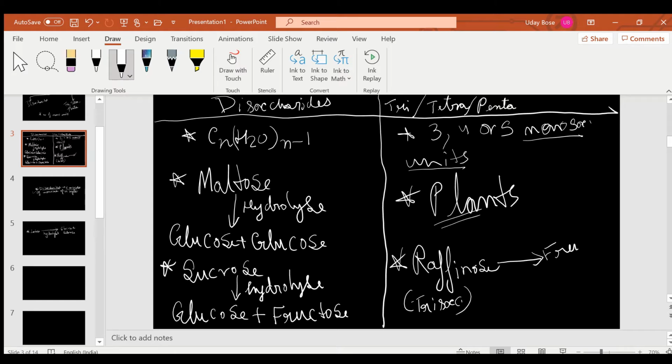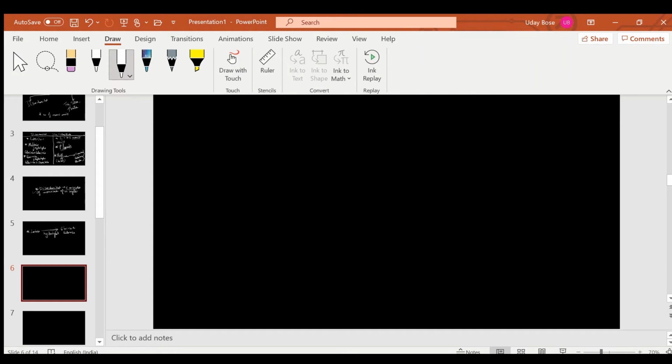Fructose, galactose and glucose. See, you are getting 3 monosaccharides here. Similarly, another example is stachyose, which is a tetrasaccharide.